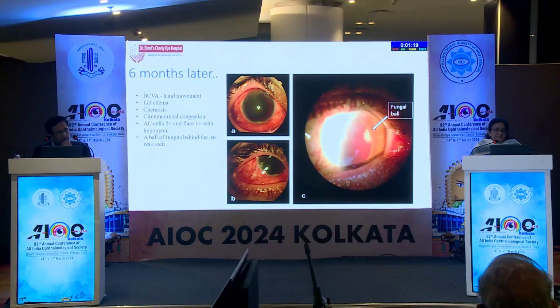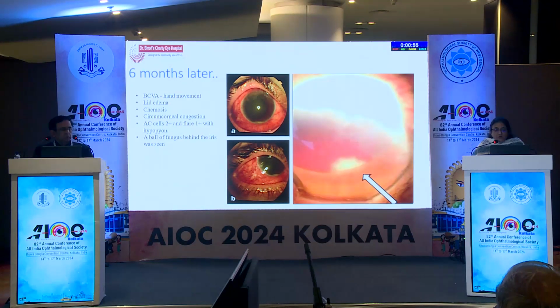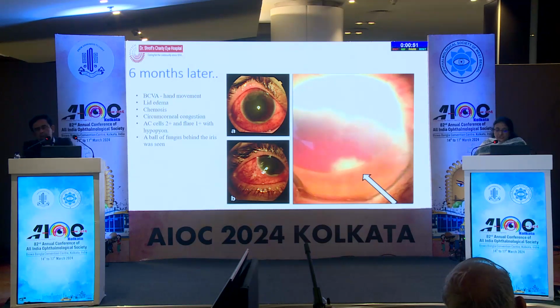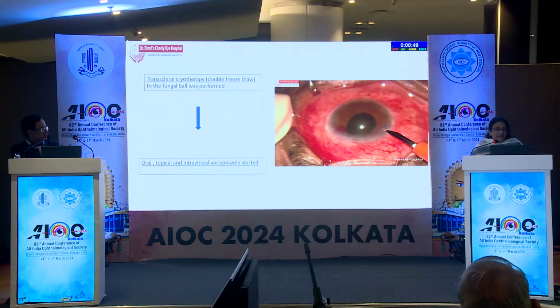But 6 months later, the patient came back again with a drop of vision to hand movements, with gross lid edema, chemosis, congestion, AC reaction, hypopyon. And this time we could see a ball of fungus right behind the iris, which is the predisposed site for any fungus to grow because it is a cool area and a dark area behind the iris. And this is on a more magnified view where you can beautifully appreciate the fungal ball behind the iris.